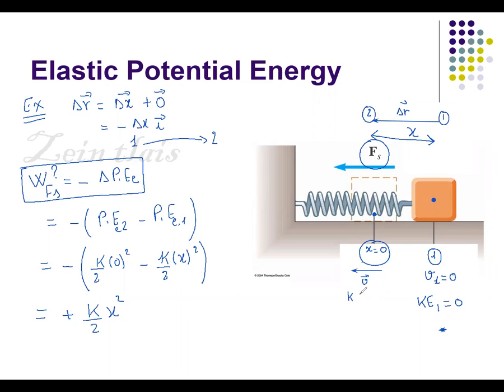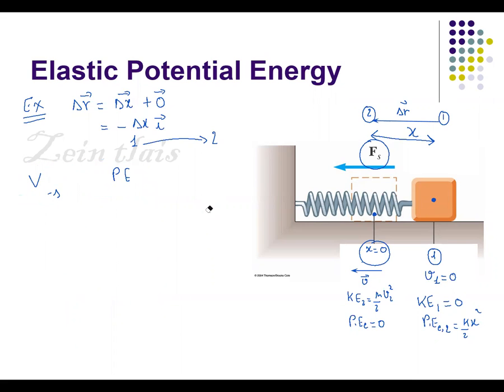So we have a kinetic energy 2, which is equal to half m v2 square. We have a kinetic energy. But at this position, we don't have x. So potential energy elastic equals 0. And here we have potential energy elastic 2 equals half k x square.